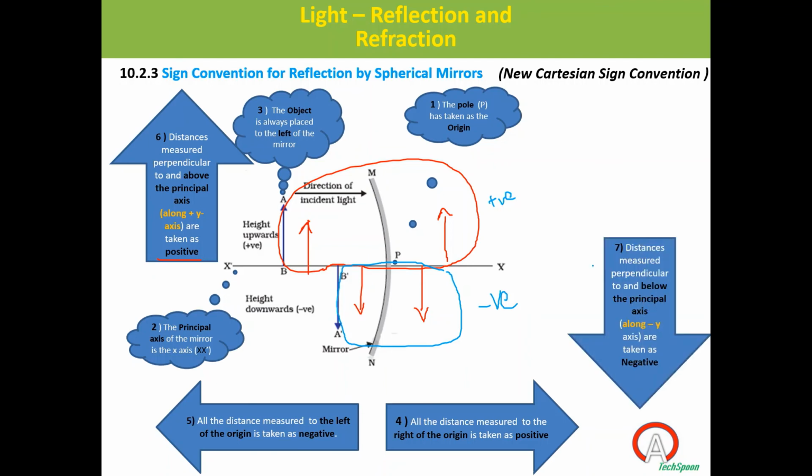Seventh point, negative. The distance measured perpendicular to and below the principal axis. So this is the principal axis, along minus y. This is minus y, and this is positive y. Below is taken as negative. Clear? If the coordinate system is clear to you, it's very simple, similar to that.